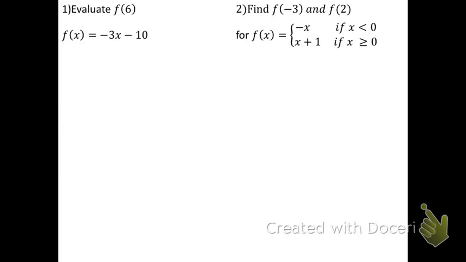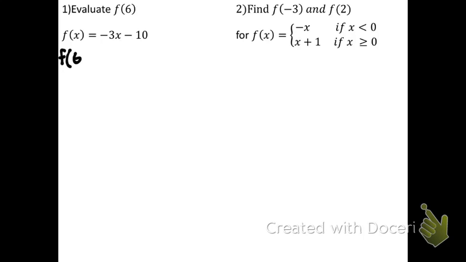So number one, this is how we do number one. It says evaluate f of 6, and the function that they give us is f of x is equal to negative 3x minus 10. So this is called f of 6, and it's saying whenever I see an x, I'm going to put in 6 there. So instead of it saying f of x, it should say f of 6, and you should put a 6 in that function wherever it says x.